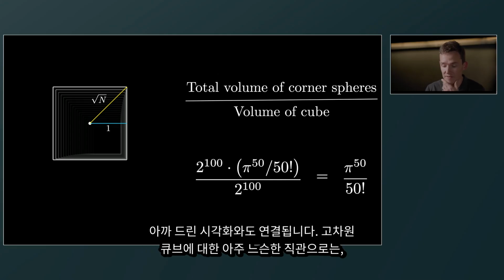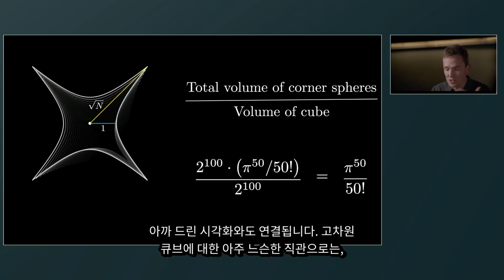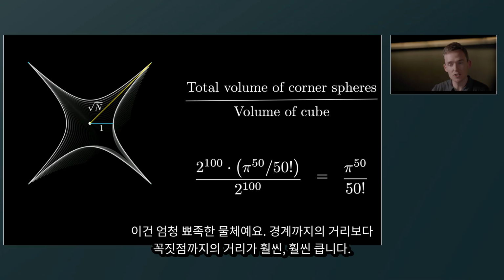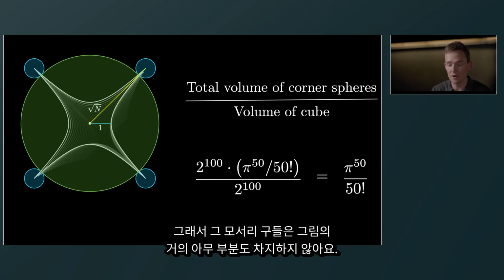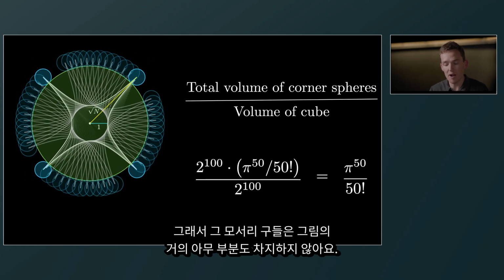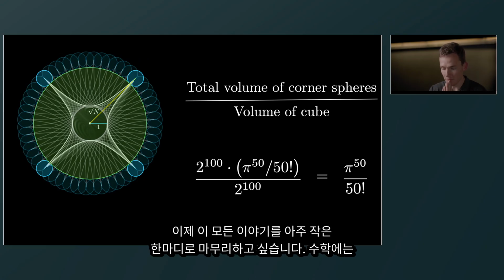And that kind of ties to the visual I was giving earlier, where the very loose heuristic for this high-dimensional cube is that it's super spiky. It's something where the distance to the edge is much, much smaller than the distance to the corner. And so all those corner spheres are basically none of your diagram.